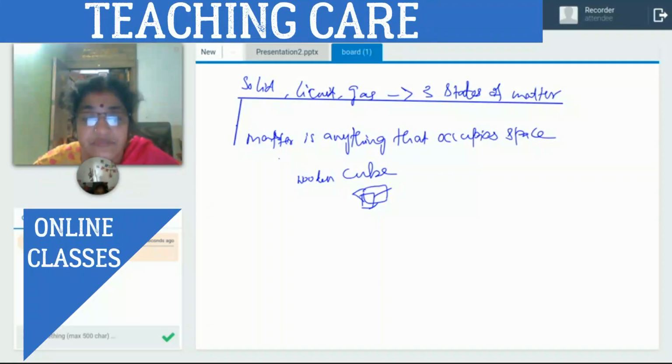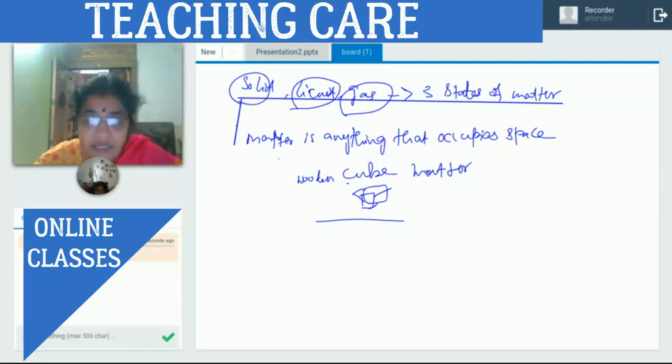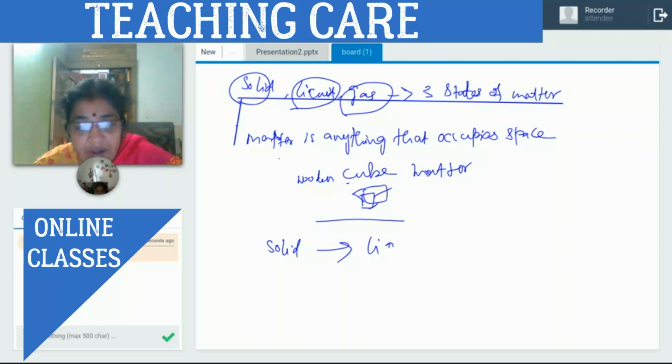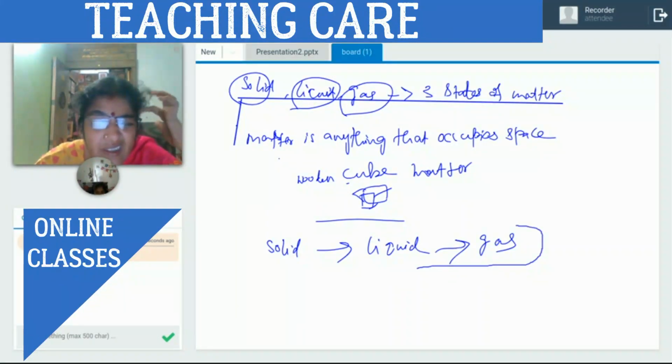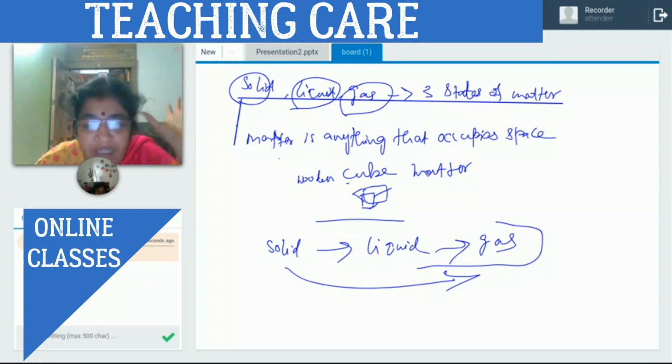So anything that occupies space is called matter, right? This matter has three forms: solid, liquid, and gas. We can convert solid into liquid, and we can convert liquid into gas. Like that, we can directly convert solid into gas. That can also be done, right? Solid can be changed to liquid, liquid can be changed to gas, and solid can be converted to gas.